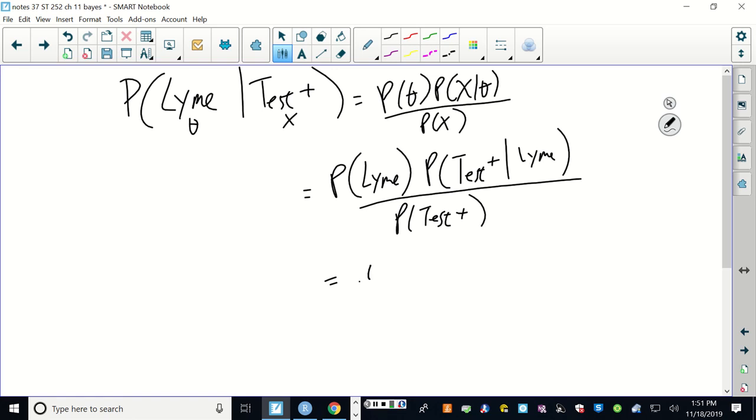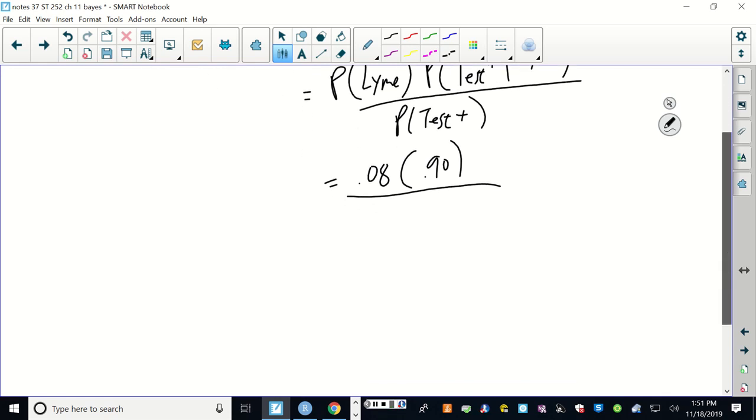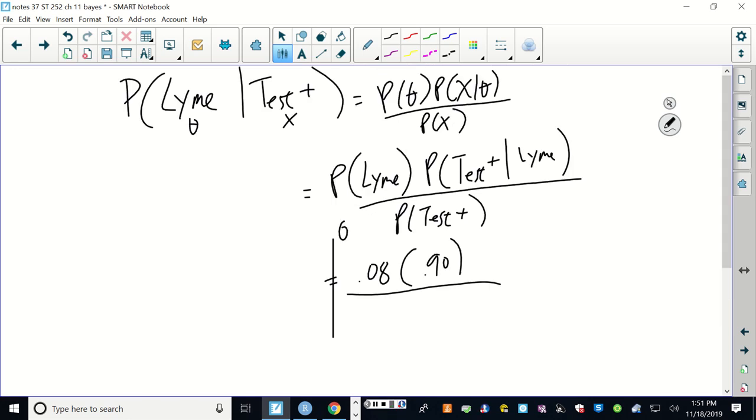Well, Lyme disease was 8%. Testing positive given Lyme's was 90%. And the probability of test positive, in this application, we're going to add two things together. There are some test positives among the Lymes, and there are some false test positives among the non-Lymes.